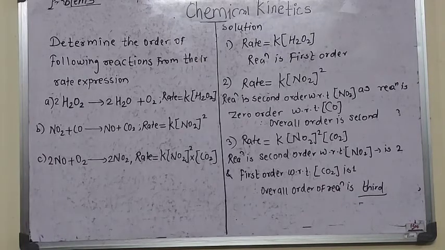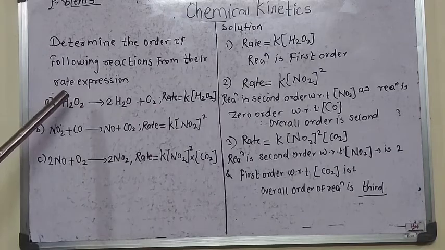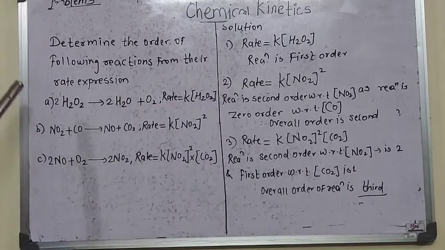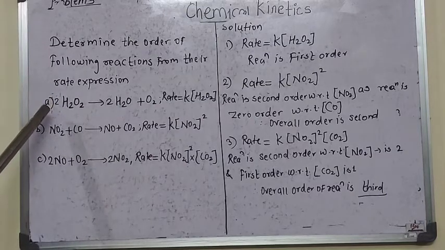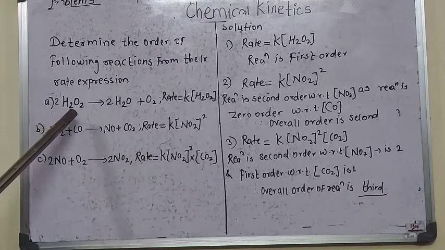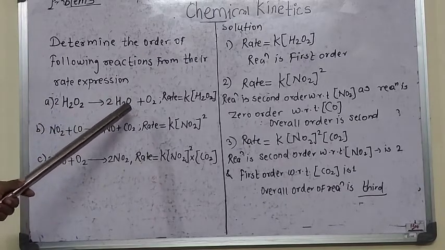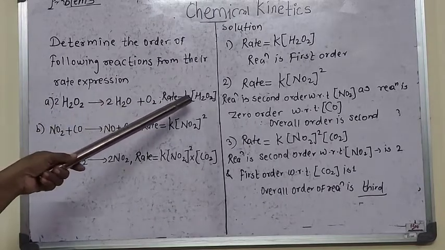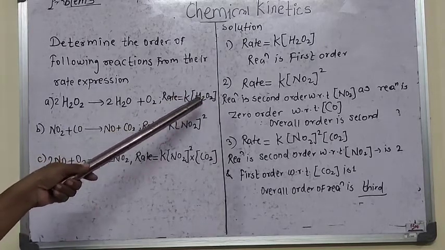So here we are going to see the next problem. Determine the order of the following reactions from their rate expressions. So these are the given equations for that. The first equation: twice of H2O2 gives twice of H2 plus O2. The rate equation is equal to K into molar concentration of H2O2.